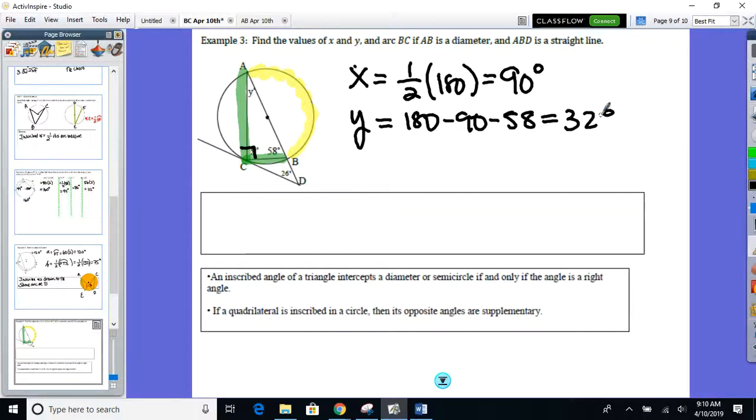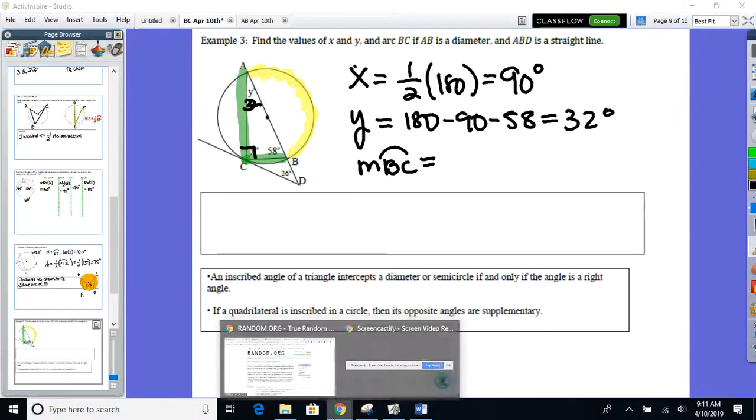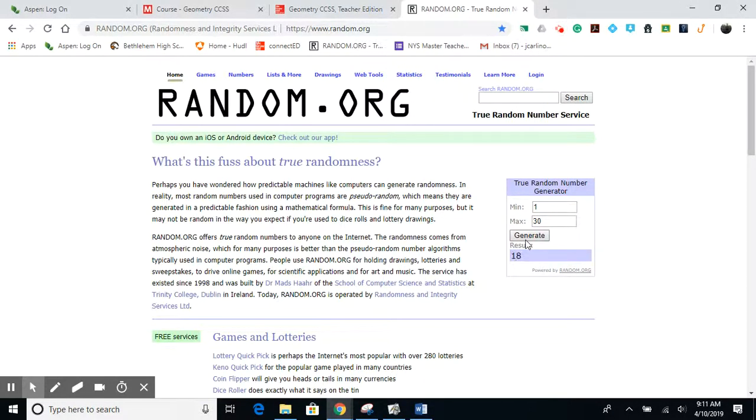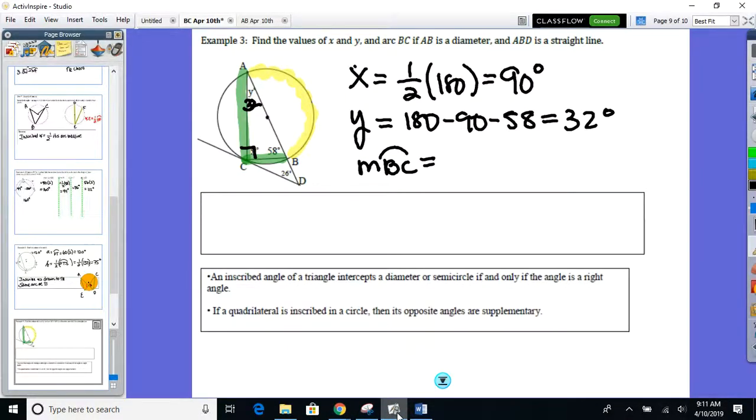Now I could find arc BC, because you just told me that the inscribed angle was 32 degrees. What do you want me to do with it to find its arc? Double it. What do you got there, Caitlin? 64 degrees.